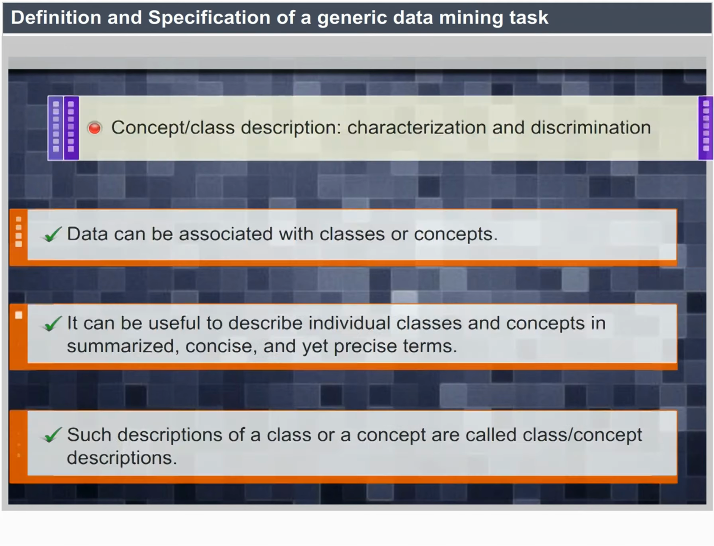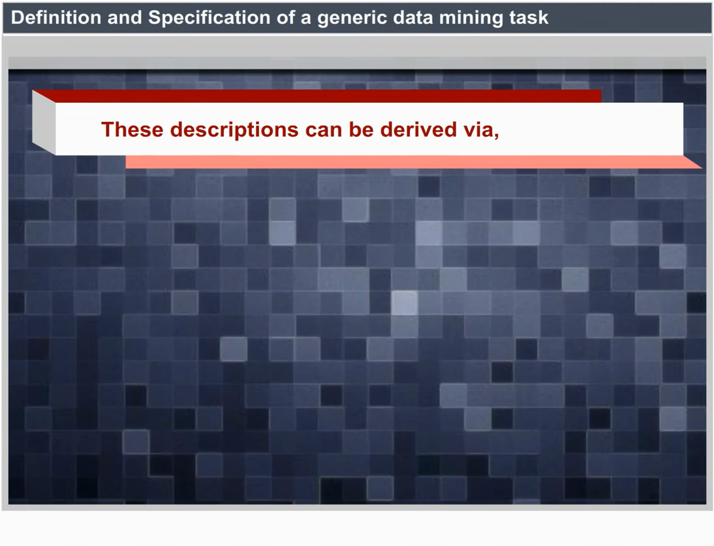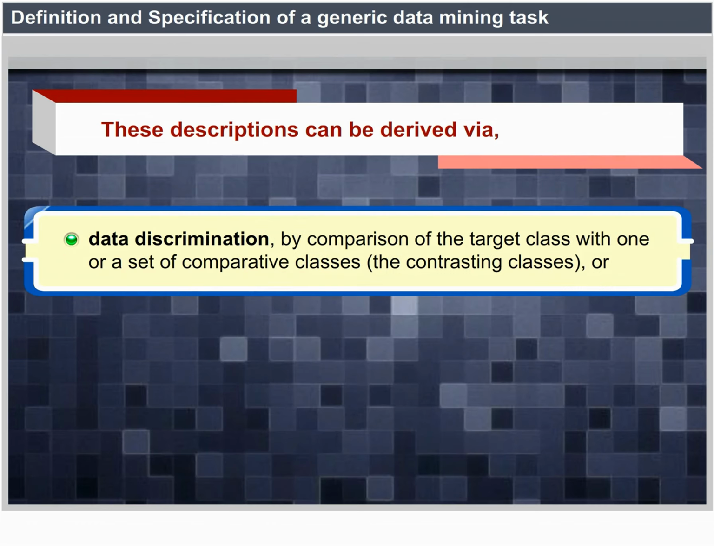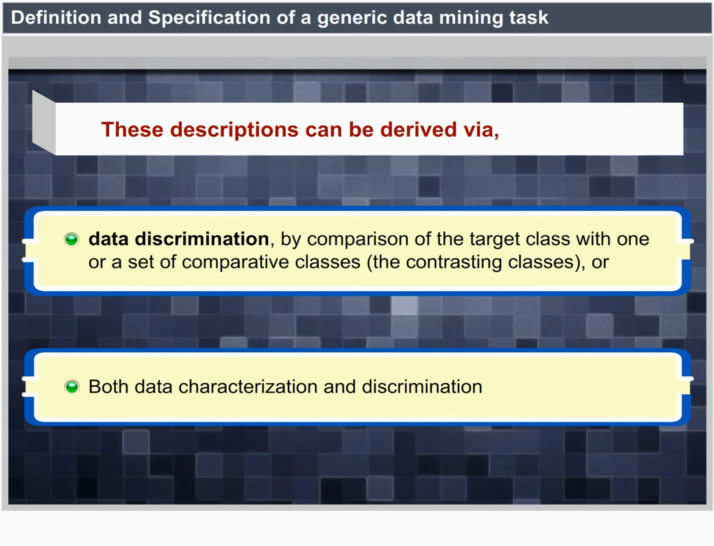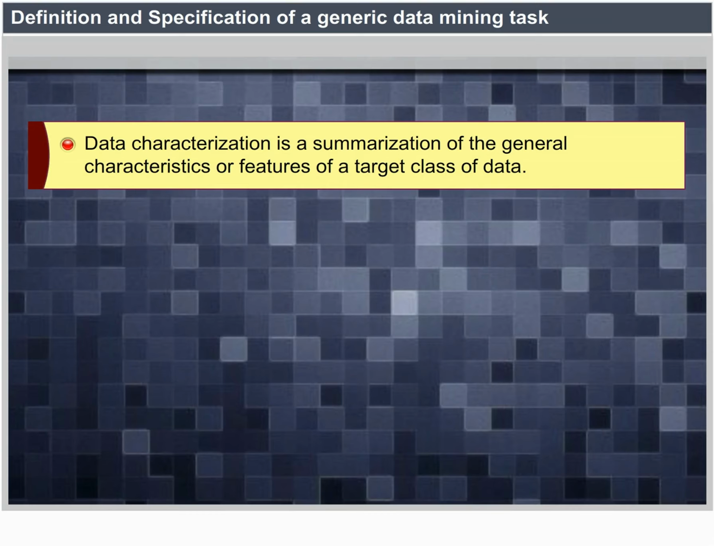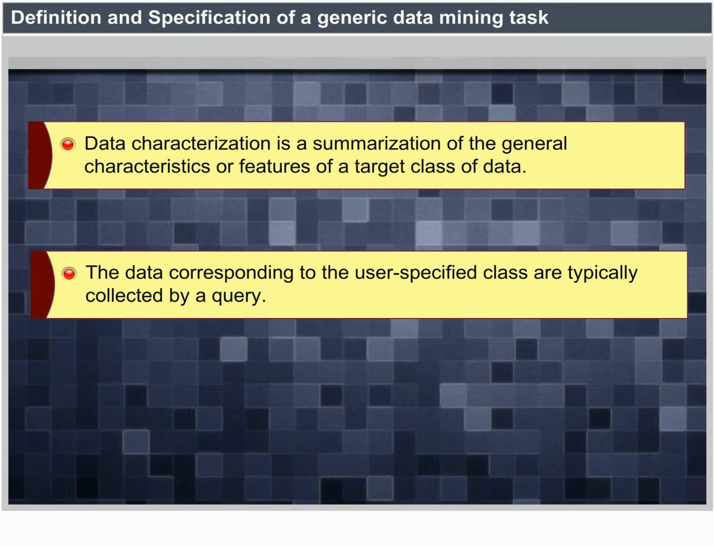These descriptions can be derived via data characterization, that is, by summarizing the data of the class under study, often called the target class, in general terms, or data discrimination, by comparison of the target class with one or a set of comparative classes, often called the contrasting classes, or both data characterization and discrimination. Data characterization is a summarization of the general characteristics or features of a target class of data. The data corresponding to the user-specified class are typically collected by a query.